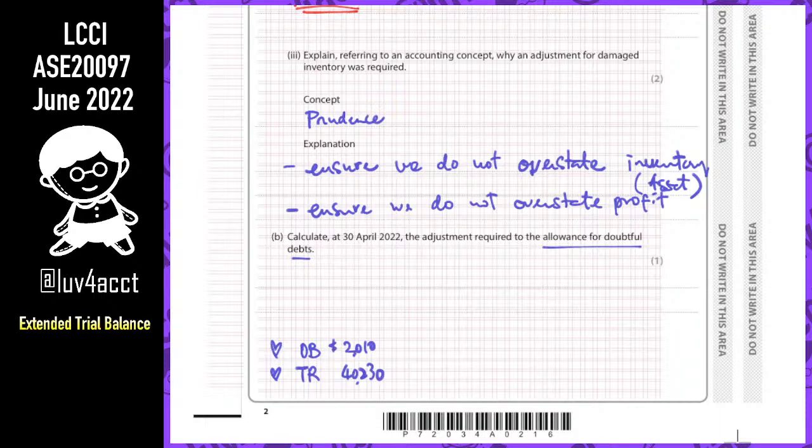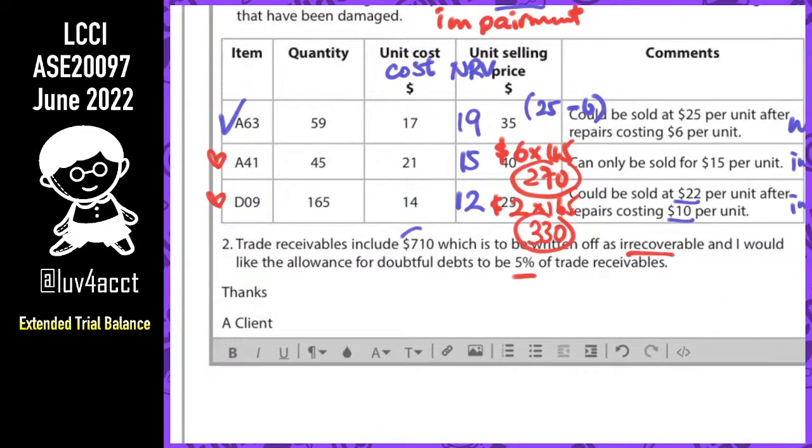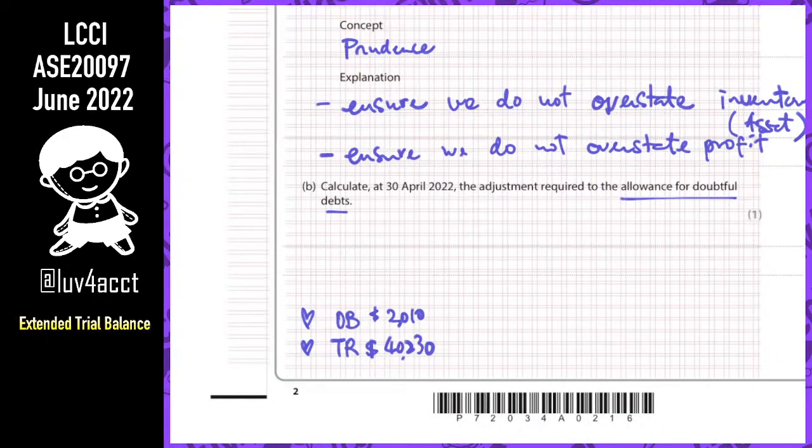So in the question you are asked to, first of all, write off 710, and then you have a 5% allowance. So here we have to calculate the closing balance of allowance for doubtful debt.